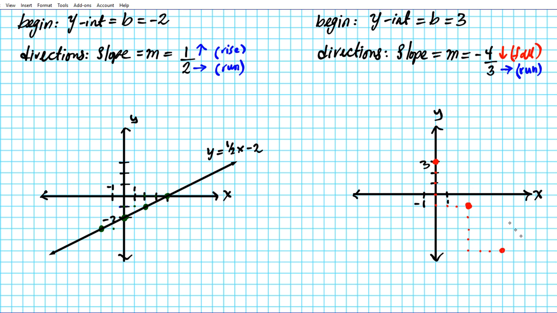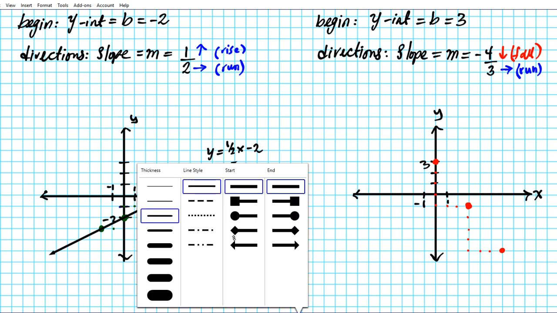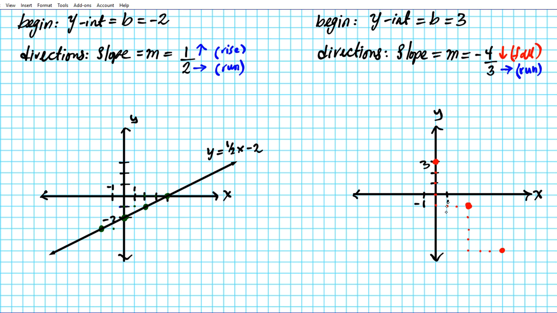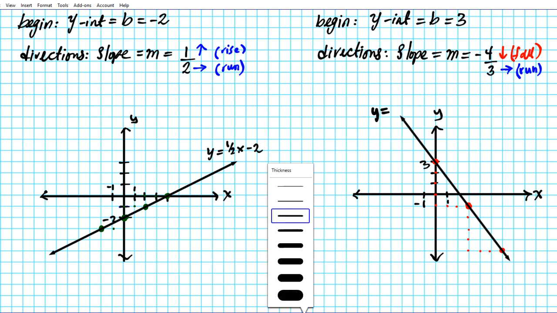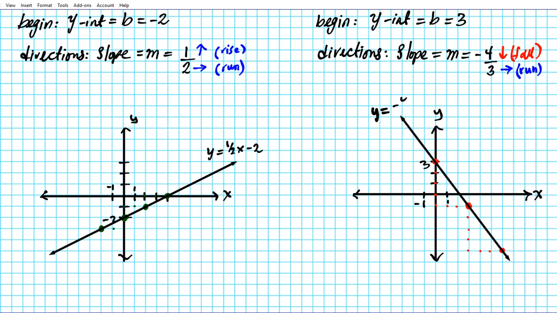See, these 3 points are collinear because the slope is constant. We applied exactly the same fall over run to each point, so that's why they all line up perfectly. Okay, so this is what the line for the function y equals -4/3 x plus 3 looks like. Let's go ahead and label the function. This is y equals -4/3 x plus 3.